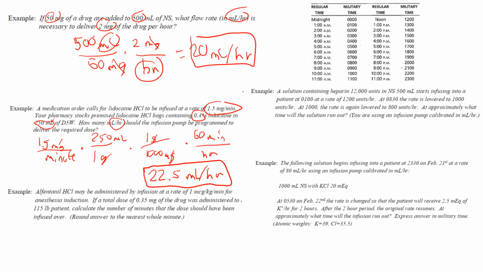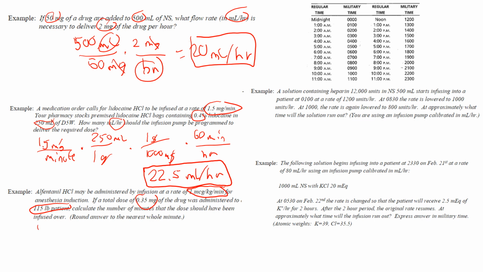This next one, alphenyl HCl may be administered at 1 microgram per kilogram per minute for anesthesia if a total dose of 0.35 was administered to a 115-pound patient. Calculate the number of minutes that dose should have been infused over. So for this one, it's a little interesting. We actually are going to want our minutes in the numerator. So we're going to set up this problem kind of weird again.